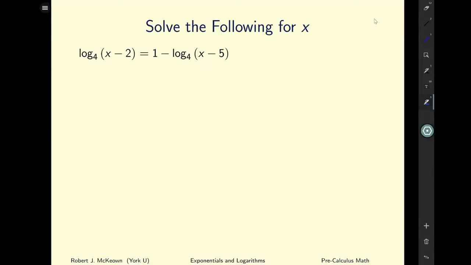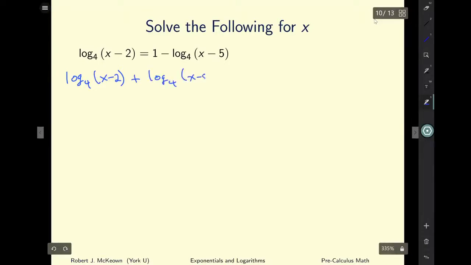All right, let's see what we can do. Well, to start, I would like to move my log base 4s to one side of the expression and see if I can simplify them. So I'm going to add log base 4 of x minus 5 to both sides of the expression. So I've got this thing. And then I can use property number 1 of the log rules to rewrite this as log base 4 of x minus 2 times x minus 5. And that's equal to 1.